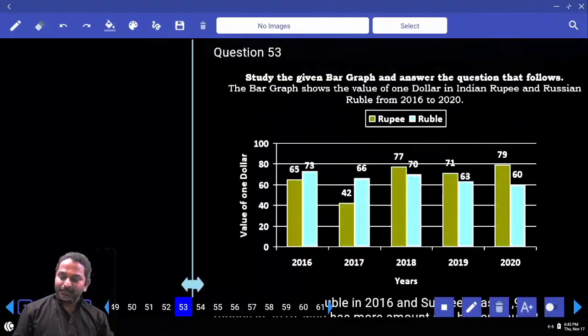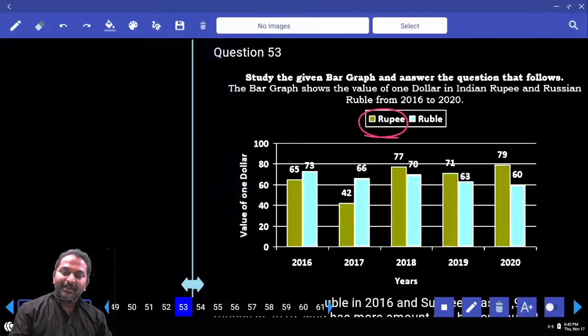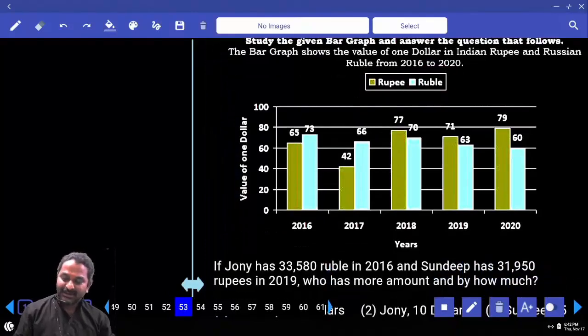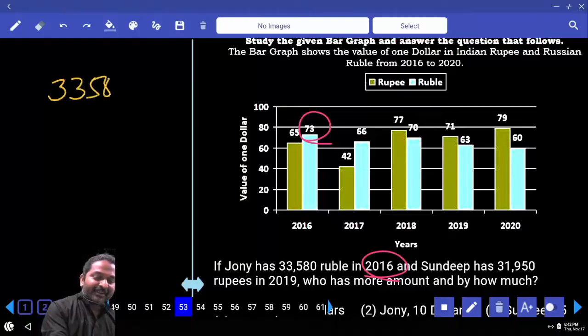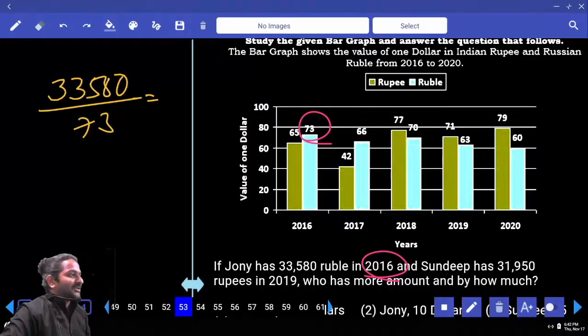With respect to the US dollar, the rupee value and then the ruble value is mentioned here. In 2016, the ruble value is 73. So which is equal to how many US dollars? That is 33,580 divided by 73. That gives you the value in US dollars only.